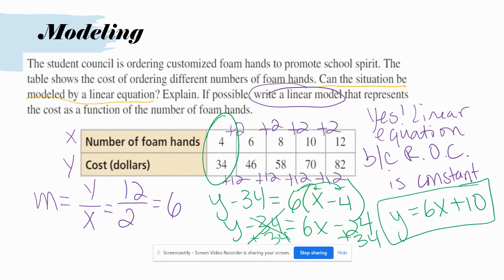So the number of foam hands, as they increase, it looks like they're earning $6 per foam hand, and they started with $10. Please work on number 13 and bring that to class with the other ones.